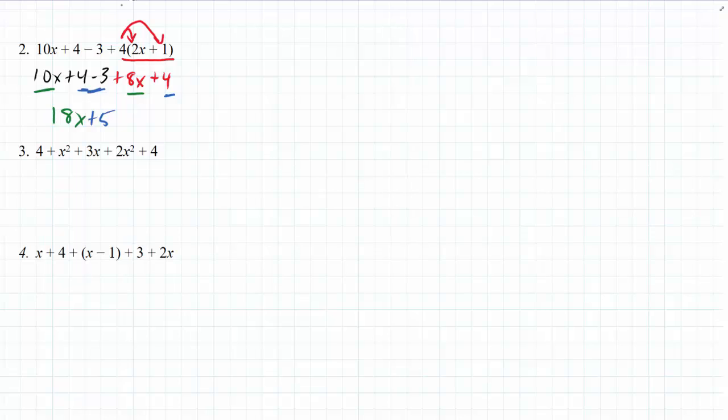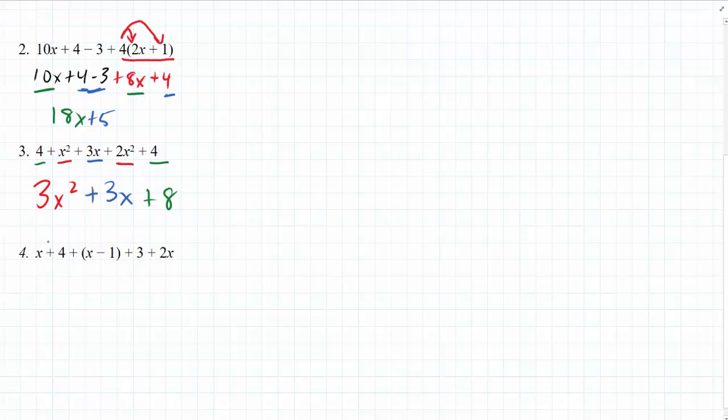Now let's take a look at this one. We have x squared and 2x squared. So how many x squares do we have? Please don't add the powers. We're just talking about the x squared tiles. So 1 x squared, 2 x squared, so we have 3 x squares. Next we have just 3 x's. And lastly we have 4 units and 4 units, which makes 8 units.